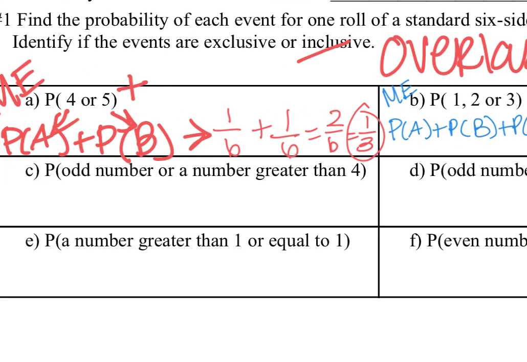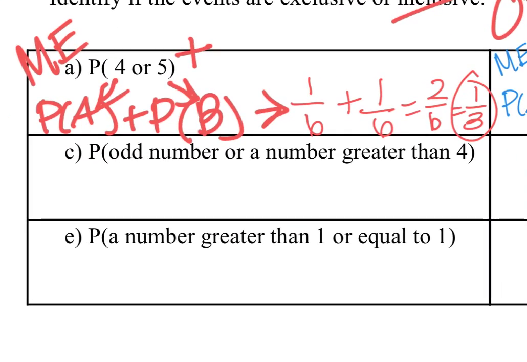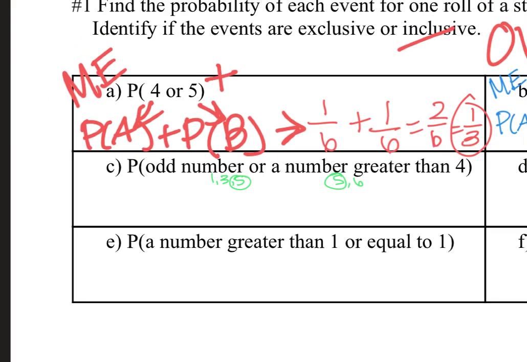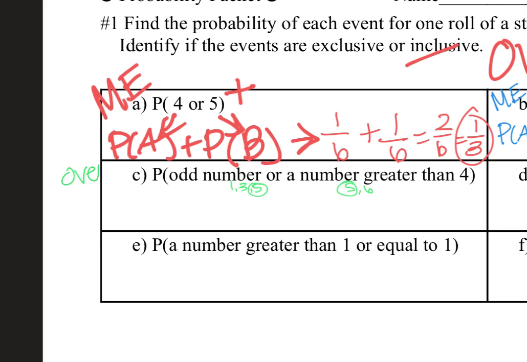All right, let's look at C. The probability of an odd number or a number greater than 4. Odd numbers are 1, 3, 5. Numbers greater than 4 are 5 and 6, and that's it, because we're only doing a 6-sided dice. There is some overlapping, which is the 5 here. So these are not mutually exclusive. This one is going to be your overlapping.